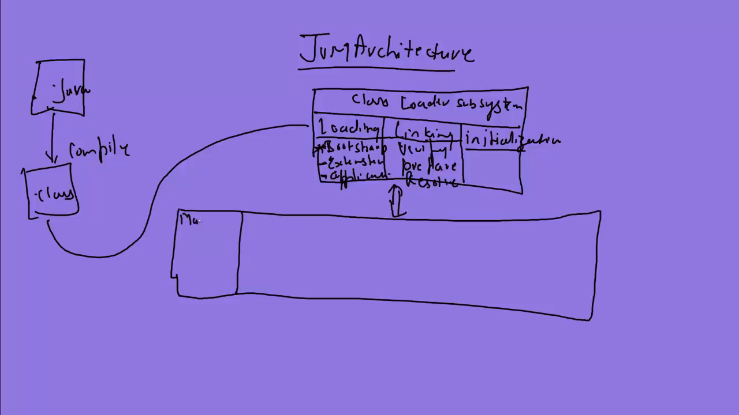One is called the main memory. This is called the heap. This is called the stack, method area stack, you can say. And these two things, which are not really useful from the developer point of view, are the PC registers and the native method stack.